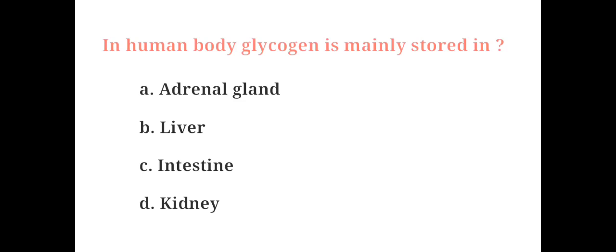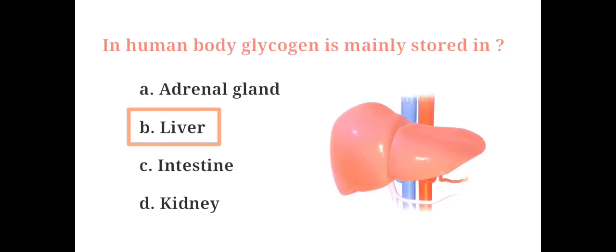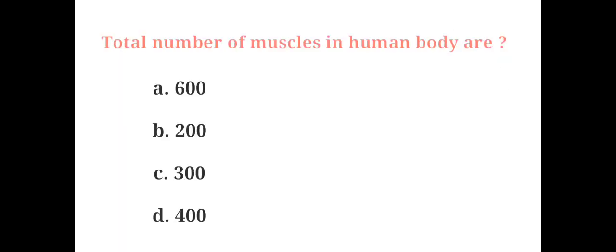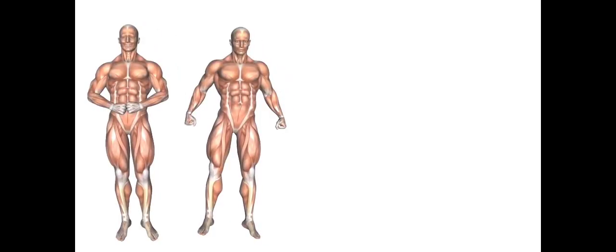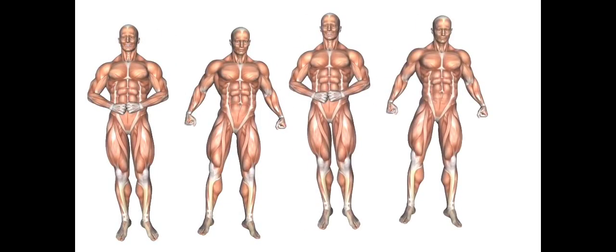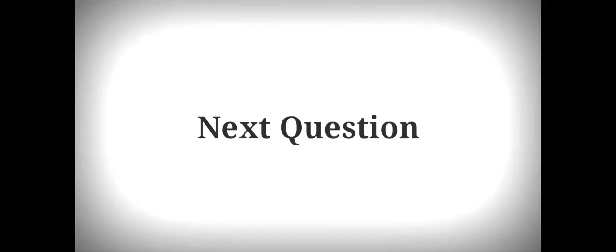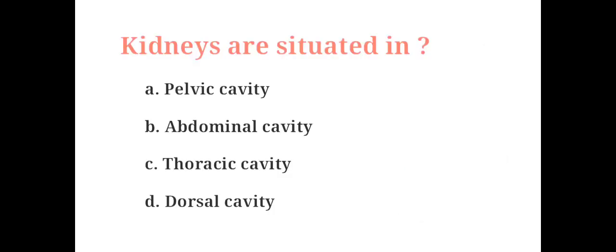In human body, glycogen is mainly stored in. The correct answer is B. Liver. Total number of muscles in human body are. The correct answer is A. 600 muscles. There are over 600 skeletal muscles within the typical human body. Kidneys are situated in. The correct answer is B. Abdominal cavity.